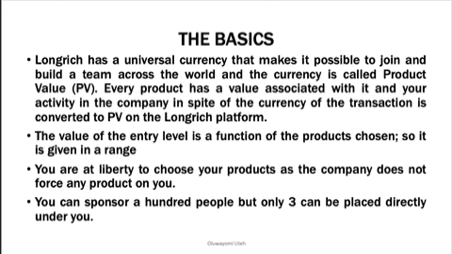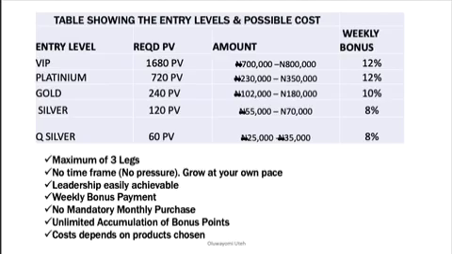So there are certain basic things we need to understand. Number one is PV. Longrich has a universal currency, just like America has the dollar, Britain has the British pound, Nigeria has the naira, Longrich has the PV, which is a product value. Every product has a product value. The value of your entry level is a function of the products that you choose, so it's always given in a range. And you have liberty to choose your products. The company does not force any product on you. And you can sponsor 100 people, but only 3 people can be on your team.